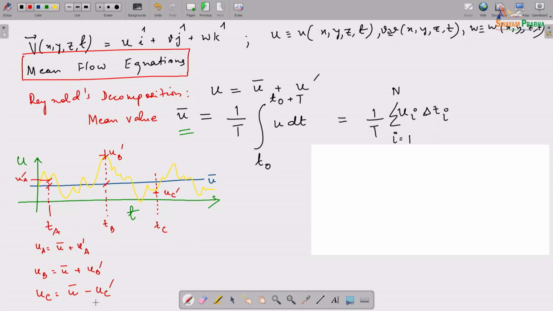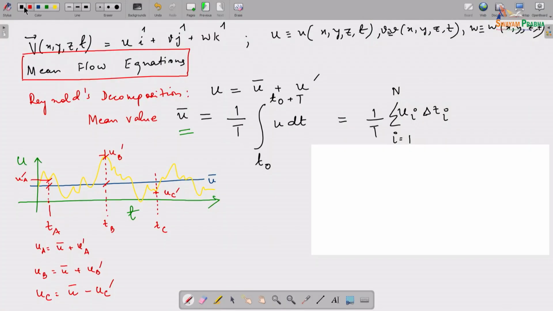So this is essentially what the velocity u means, for example. I have a mean value, to which I add the transient or fluctuating values. You can see that as I move in time, when I say A, B and C, these are actually different instances of time, and therefore your velocity is different.